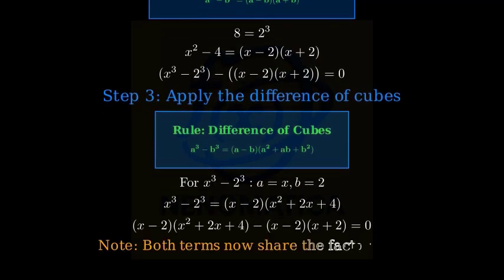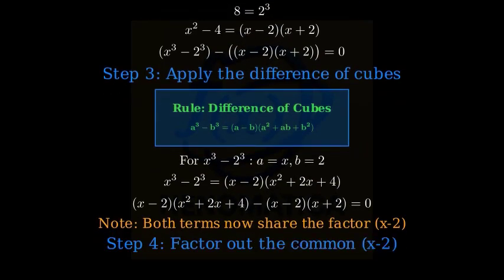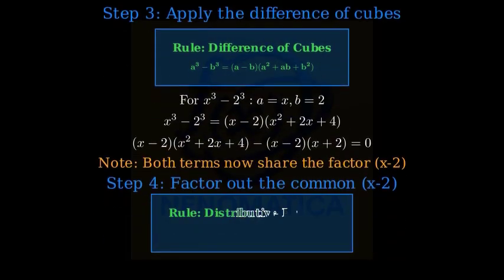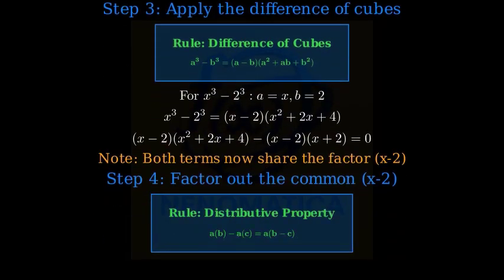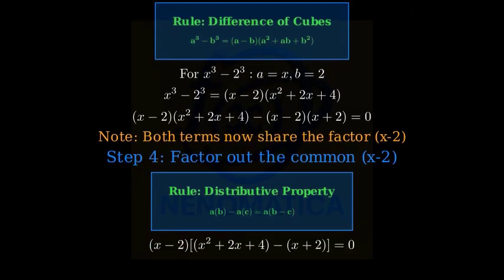Notice something important here. Both terms now share a common factor of x minus 2. Great progress! Step 4. Let's factor out the common term x minus 2. We can use the distributive property in reverse to factor out x minus 2. We get x minus 2 times the quantity x squared plus 2x plus 4 minus the quantity x plus 2 equals 0. Now we need to simplify the expression inside the brackets.